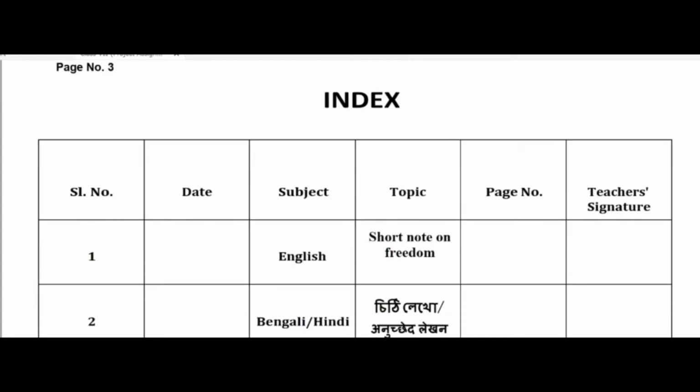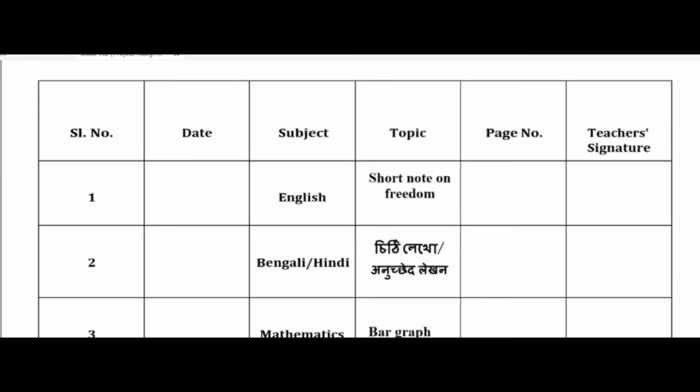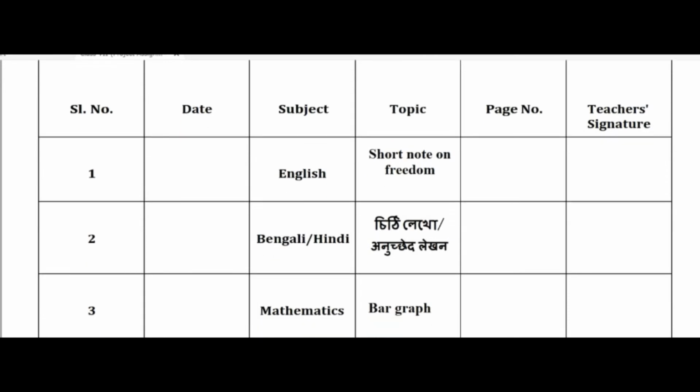After that, you will write the index page. At the top of the page, you will write index. Then you have to make total 6 columns. First is for serial number, second is for date, third is for subject, fourth column is for topic, fifth column is for page number, and last column is for teacher's signature. In the serial number column, you will write 1, 2, 3 and so on. Then in the second column, you will mention the date.